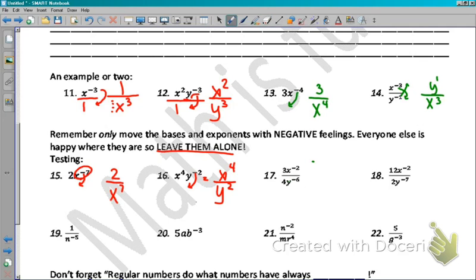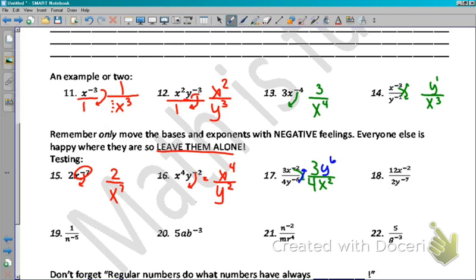You're going to leave the 3 where he is because he's happy, but the x is not happy, so you're going to have to move him to the denominator. Keep the exponent. The 4 is happy in the denominator, but look at the y. The y is not happy about where he's at, so you're going to need to move him to the top. Don't forget to keep the exponent on there.